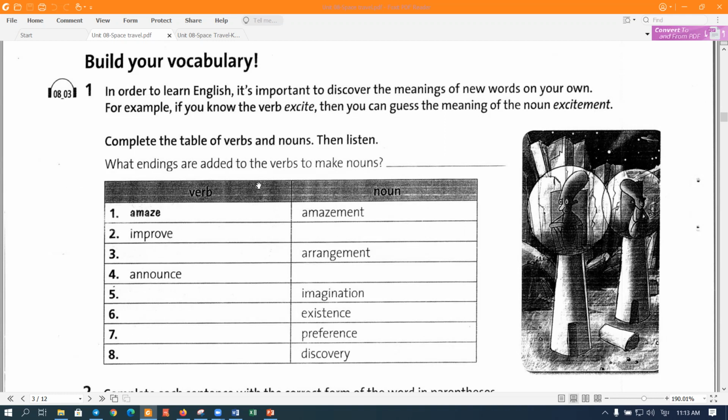Okay, what endings are added to the verbs to make nouns?